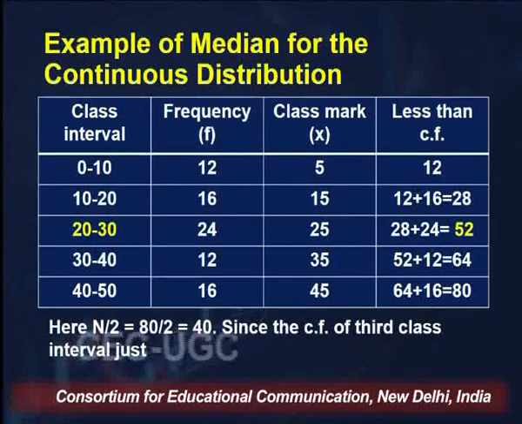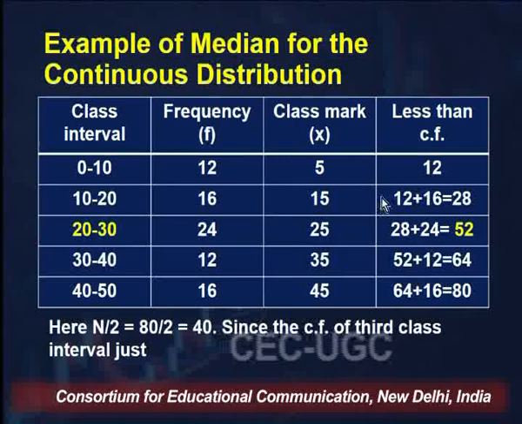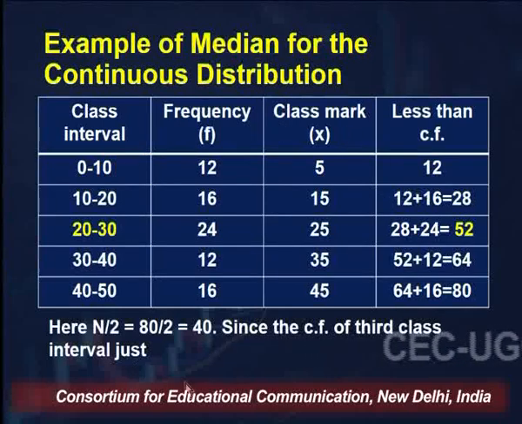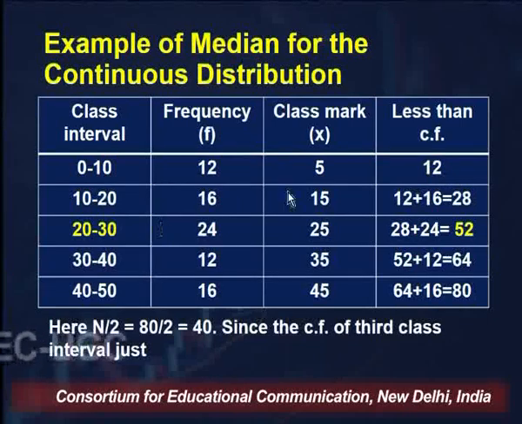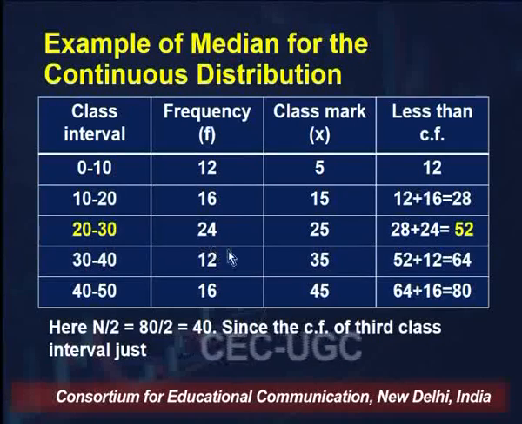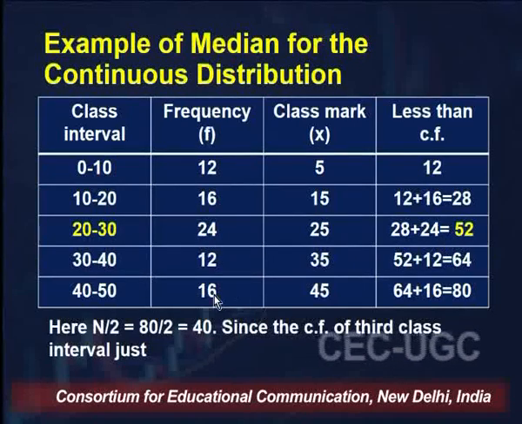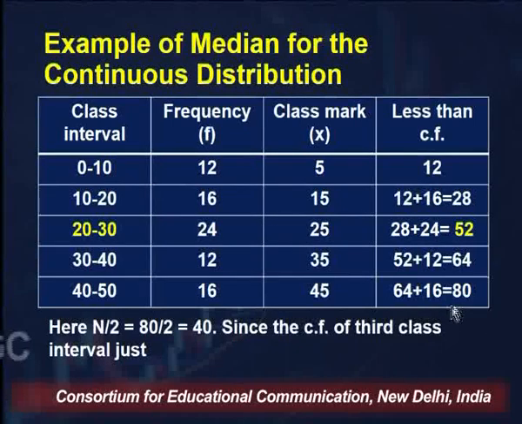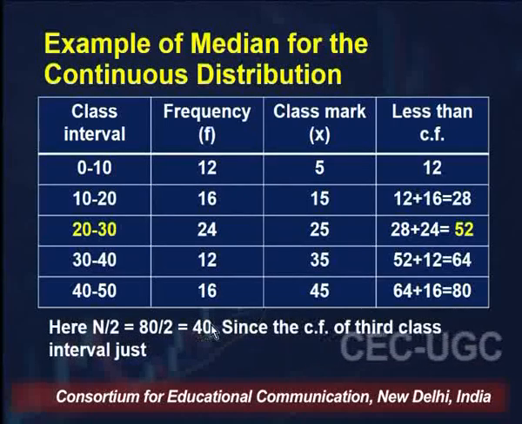Once you have obtained the class marks, now using the frequencies, write the first frequency as it is, then 12 plus 16 is 28, then 28 plus 24 is 52, 52 plus 12 is 64, and then 64 plus 16 is 80. Had you found the sum of these frequencies, it matches exactly with 80. So my capital N is 80. So capital N by 2 is 40.